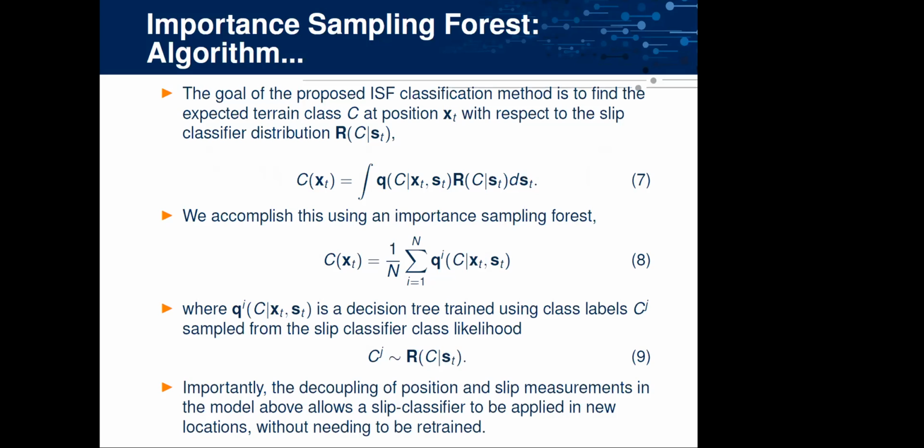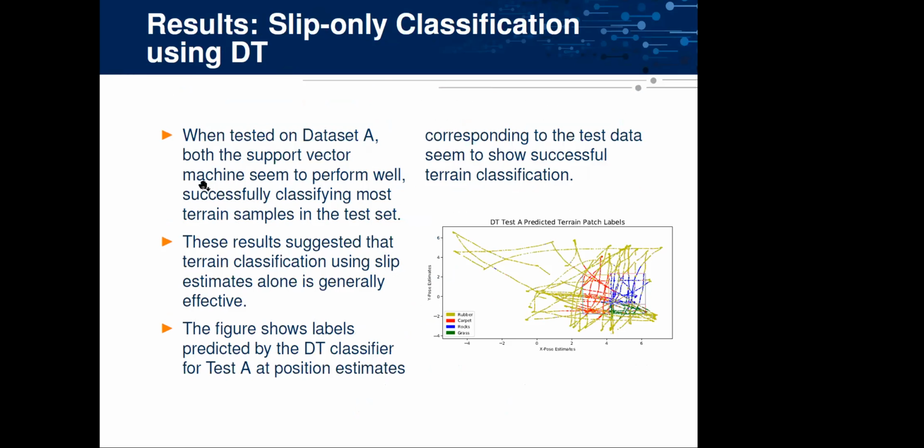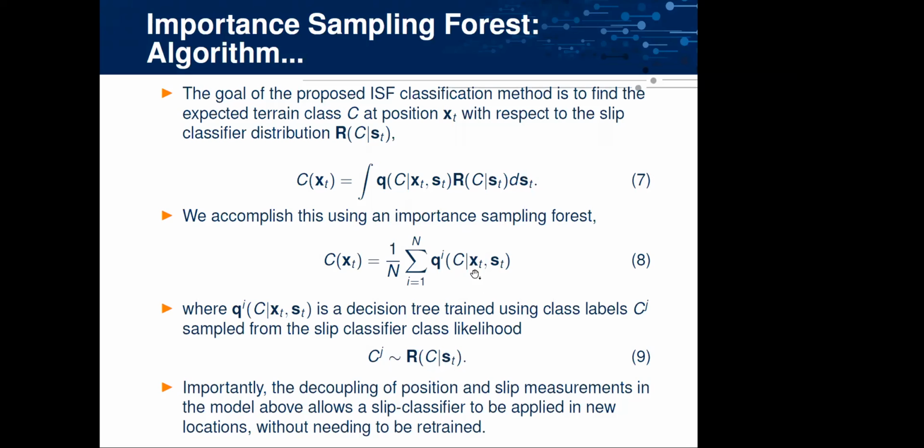And then when we retrain, we take the predicted data, we introduce position into the data as well, and that's when we retrain our ISF model. So our ISF model is trained using X, which is our position, and S, which is our slip estimates.